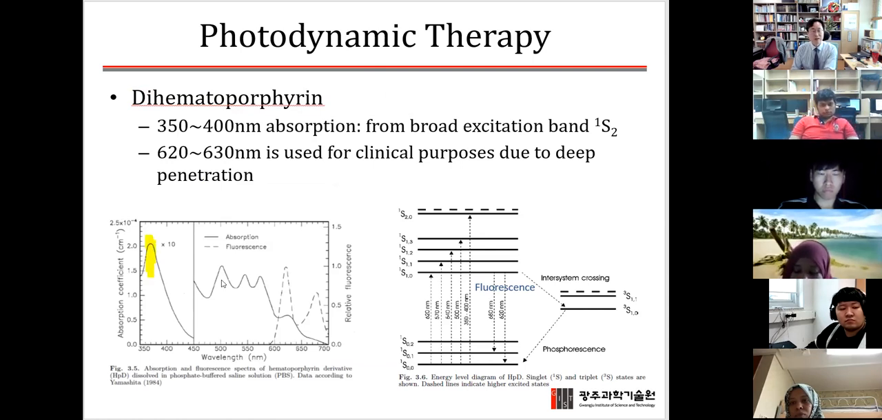And it also has another wavelength for absorption. So you can see the absorption is shown as this solid line here. But for deeper tissue penetration, we are using the range here, like 620 or 630 nanometers, for the clinical application, for deep tissue penetration.